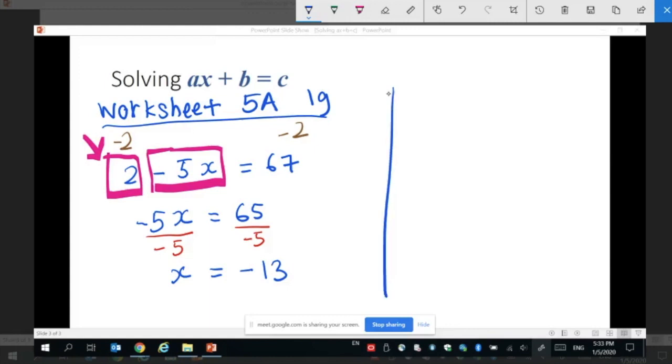Knowing this, can you try out 1H on your own? It's the same. Okay, the common mistake that students make is they will think that this minus sign here belongs to 2. No, the minus sign here belongs to 5x because the sign always belongs to the term that follows it. So this minus does not belong to 2. This minus belongs to 5x. And the 2 is actually a plus 2 because there's nothing in front. It's a plus 2.